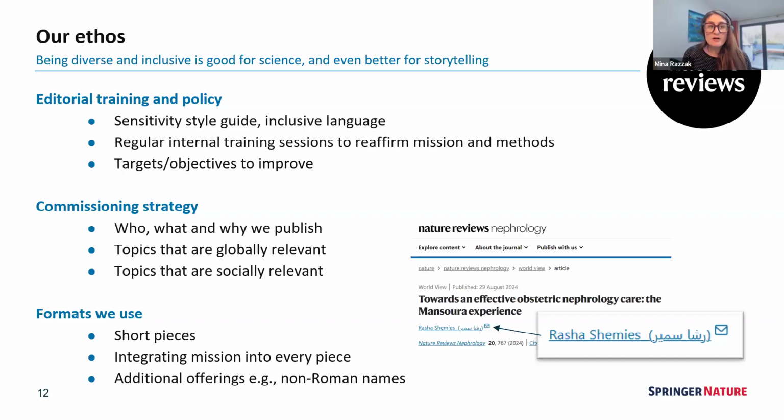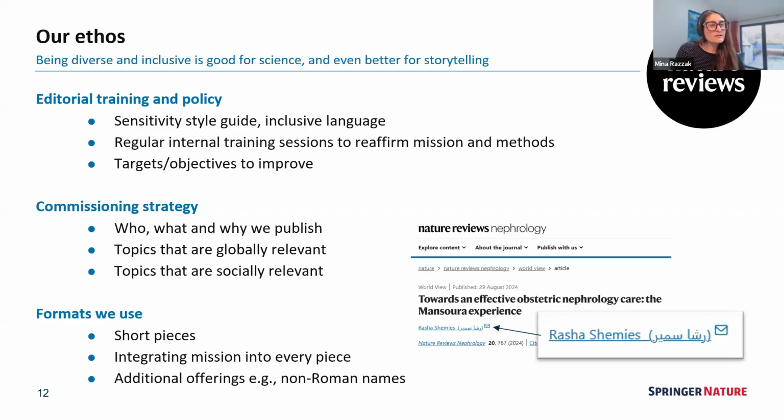In terms of our commissioning strategy, we think very carefully about who, what, and why we publish. And we are really striving to cover globally relevant and socially relevant topics, be that thinking about the Sustainable Development Goals or the state of research as a workplace, the inclusion of women, the inclusion of early career researchers in the scientific story. And we also think about the pieces that we use, the formats that we use.